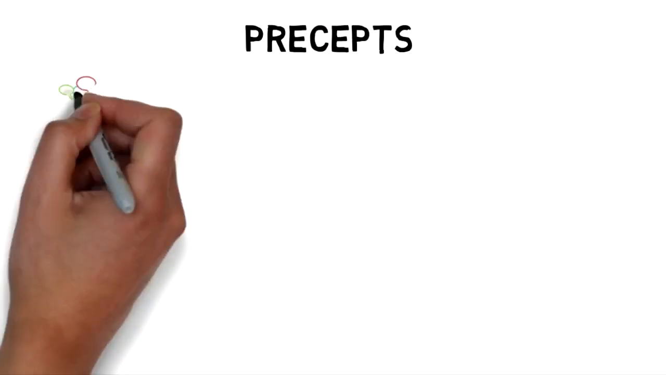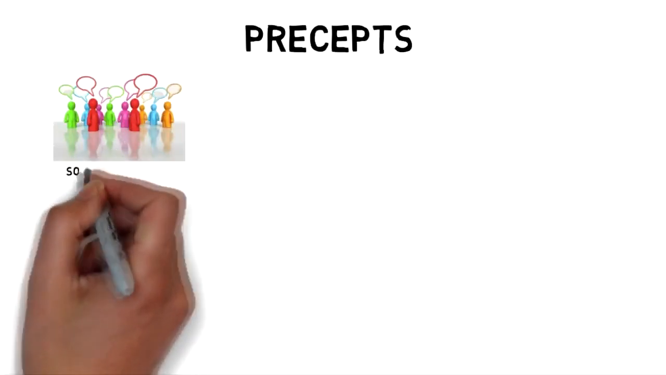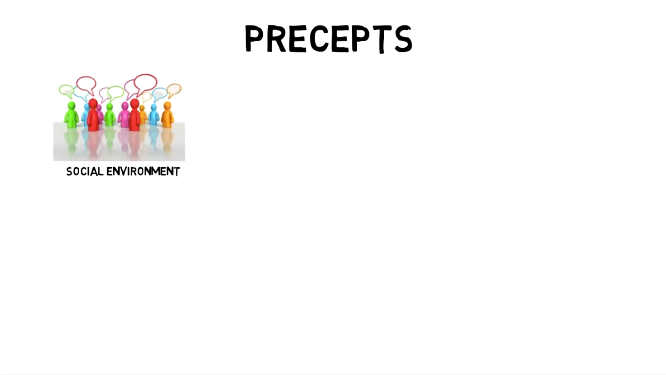Here are some of the behaviorist precepts. The first one, social environment. It's really important since it can affect learning in a positive or in a negative way. It's the place where learners develop their skills, so as you can see, it's indispensable.